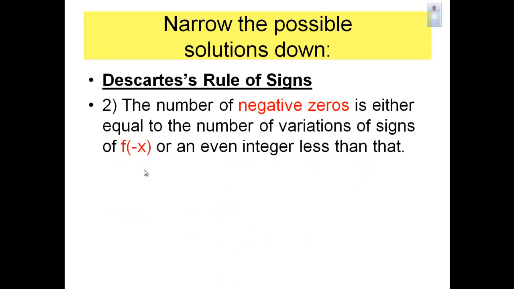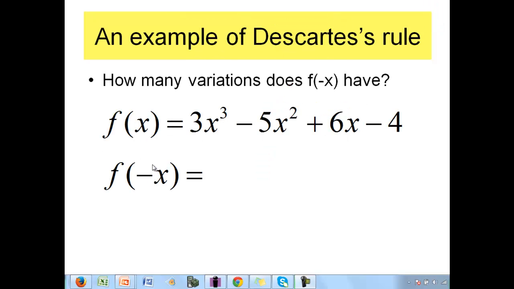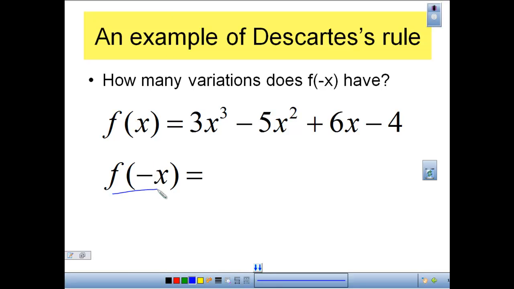Descartes' Rule of Signs says the number of negative zeros is either equal to the number of variations of signs of f of negative x, or an even integer less than that. Let's look at an example again. So here's our function f of x that we had earlier. Let's talk about what our function f of negative x is going to look like. Remember, the degree is going to tell us if the sign's going to stay the same or change. So if I put in a negative and cube it, we know the sign's going to change here. So this is going to become negative 3x cubed.